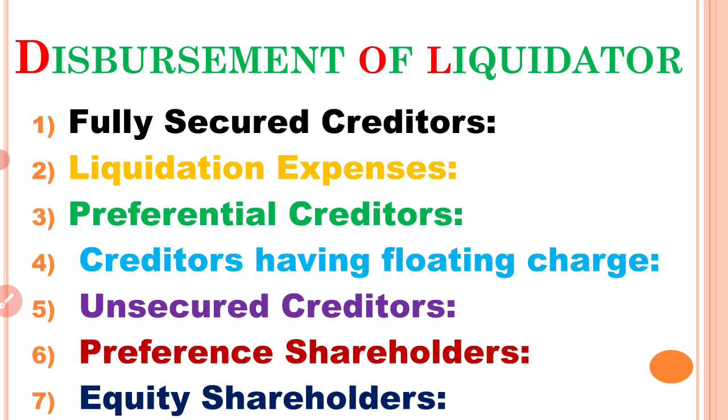Point number 1, first you pay fully secured creditors and workers' dues. Second, liquidation expenses and liquidator's remuneration. Third, preferential creditors. Fourth, creditors having floating charge. Fifth, unsecured creditors. Sixth, preference shareholders. And seventh, equity shareholders. In this chapter, there are 3 main methods.